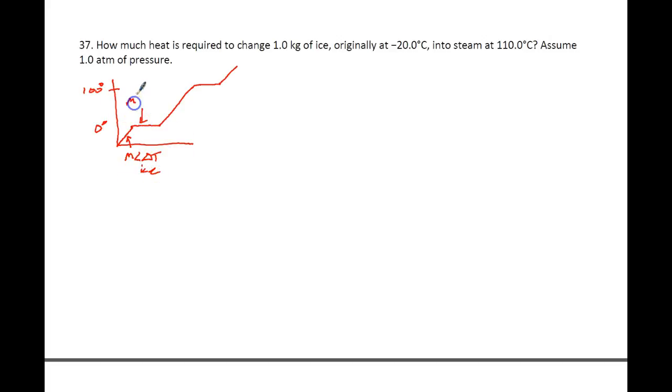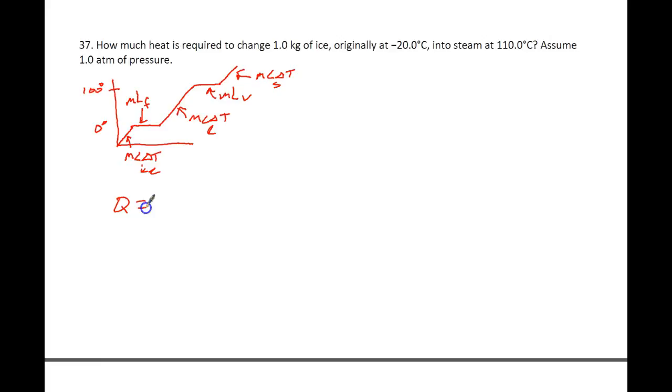This is M times L, the latent heat of fusion. And then this is MC delta T for liquid water. This is the boiling of water, so that's M times LV, the vaporization. And then finally up at the top we have MC delta T for steam. So we've got 1, 2, 3, 4, 5 different things going on. Let's go ahead and plug all those in.